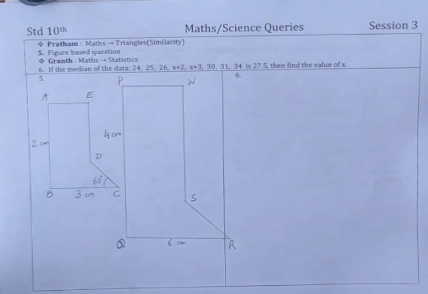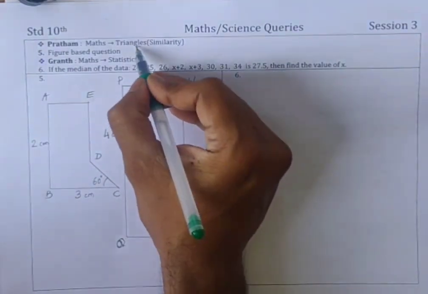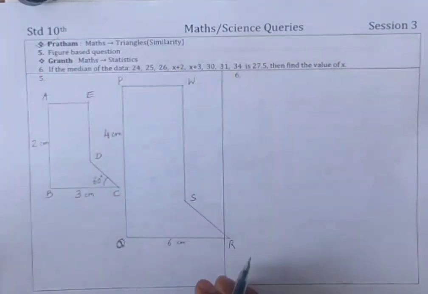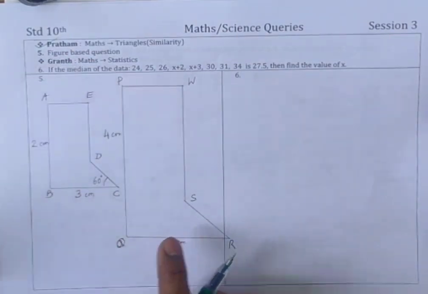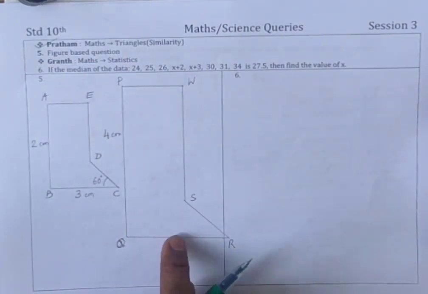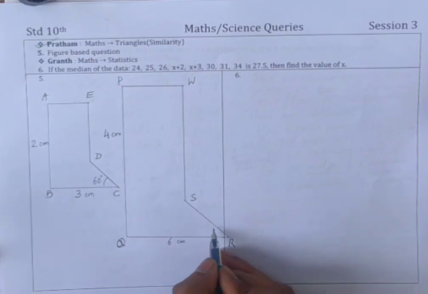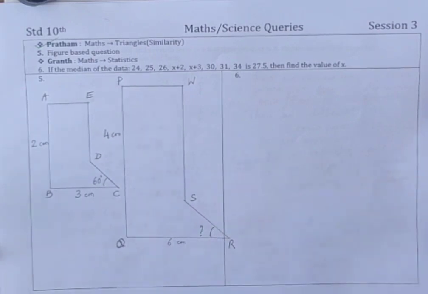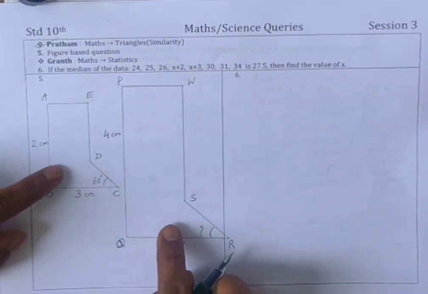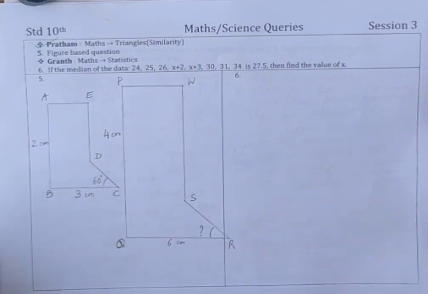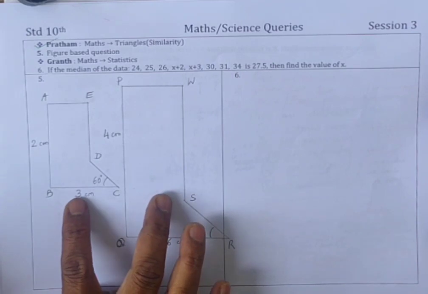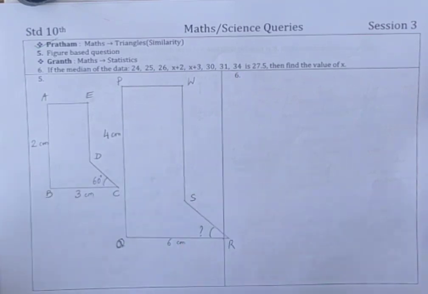Okay, so proceeding further, we have a question from maths, triangles, that is similarity from Pratham. Here it's a figure based question. 2 figures are given to you, right? They look like geometrical shapes, right? Well, the question is, what is measure of angle R here? Well, if you observe at the first sight, it appears to us that these two figures are similar.